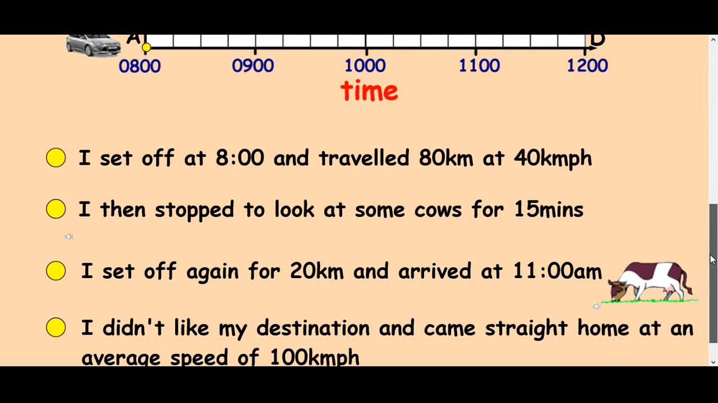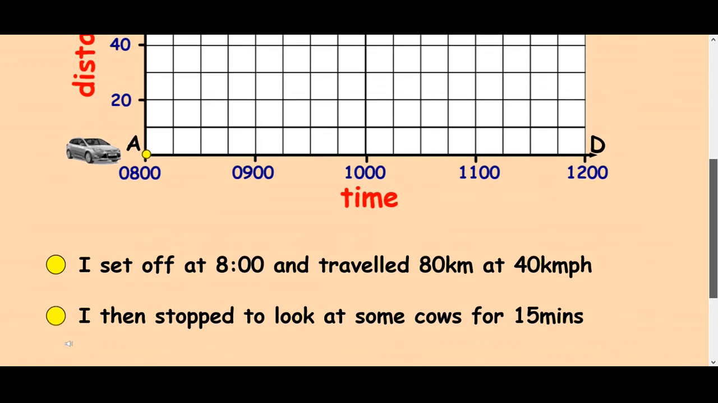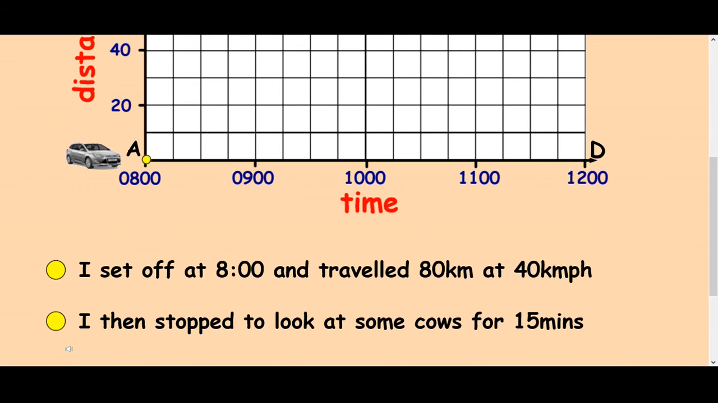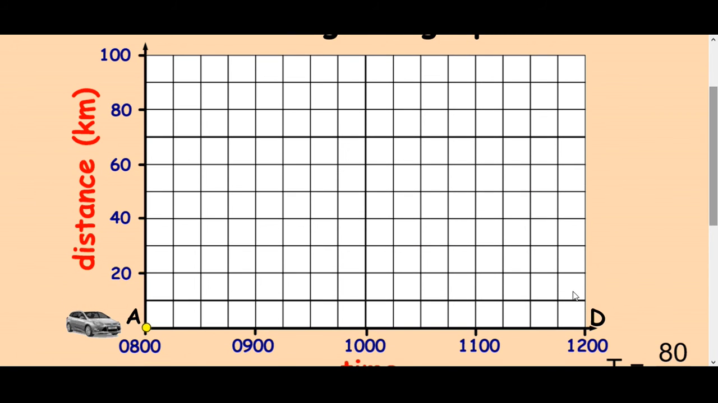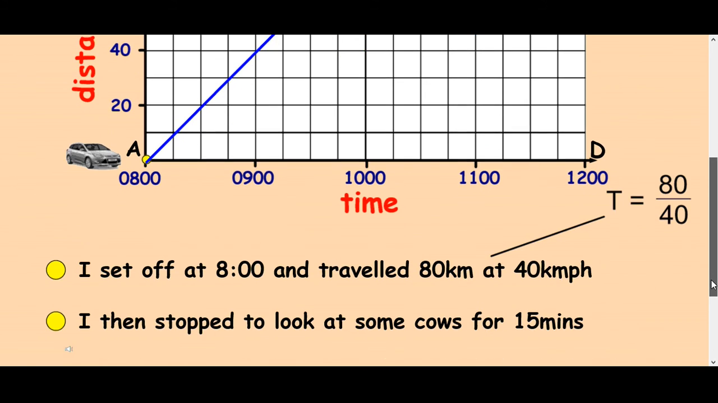Right, okay, let's look at this then. So I set off at 8 o'clock, travelled 80 kilometres at 40 kilometres per hour. So this is a case of we need to know how long that 80 kilometres took. So time equals distance over speed. The distance is 80, speed's 40, so that takes 2 hours to go 80 kilometres. So let's put that on the graph. So 80 kilometres in 2 hours. So there's 80, and 2 hours, that would take it all the way to 10 o'clock. Okay, so we're at 10 o'clock and we've travelled 80 kilometres.